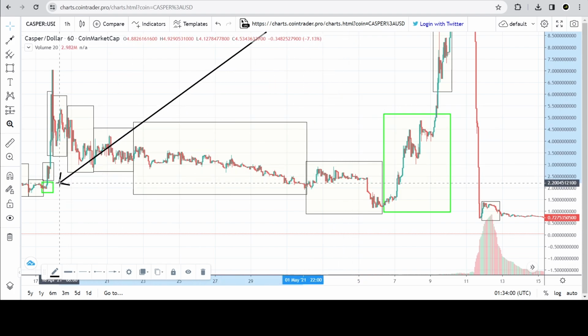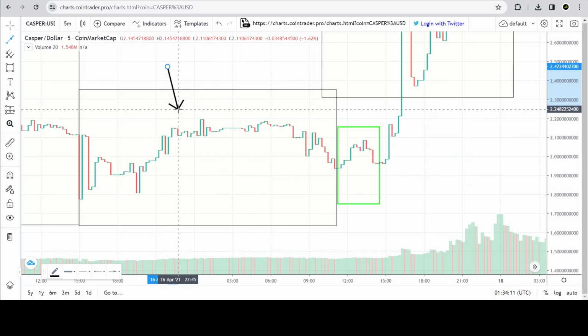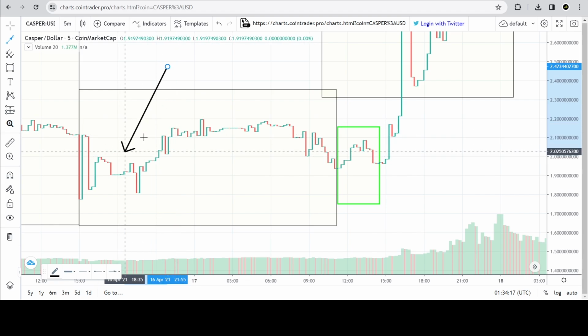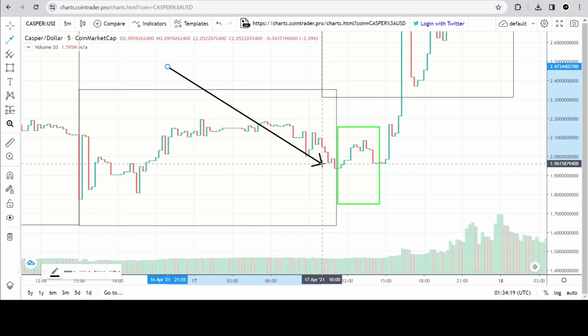Let's zoom into this structure and get a better look at this. So here we are on a 5-minute candle, folks. Yes, this is a 5-minute candle. This took place very, very fast. So here is that bounce that we were just talking about.